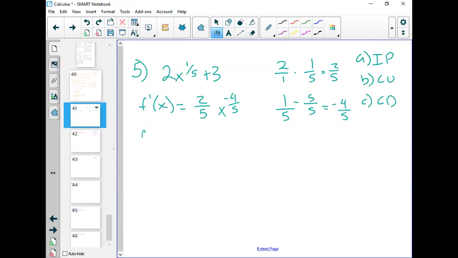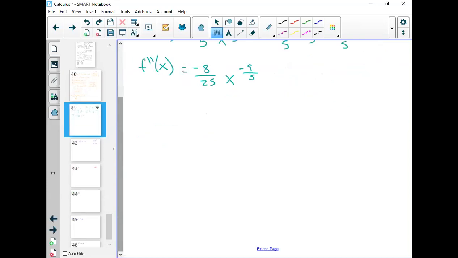And now we need the second derivative, f double prime of x. We're going to bring that negative 4/5 down. That's going to be negative 8 over 25. Just multiply across, times x, and we have to subtract 1 again. So we're going to go another 5 over 5 to give us that. And now we set this equal to 0. 8 over 25, x to the power of negative 9 over 5. And this is only 0 when x is 0.